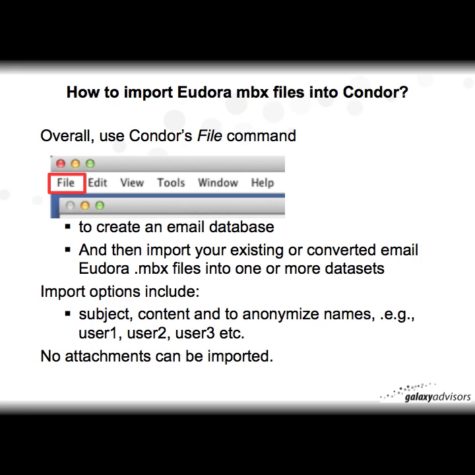You're going to create an email database and then import your existing or converted email Eudora MBX files into one or more data sets. The important thing to remember is that one email database can contain several data sets, such as your inbox, your sent box, a project, a team, email that you've labeled for a month, a particular person. Again, one email database can contain more than one data set.